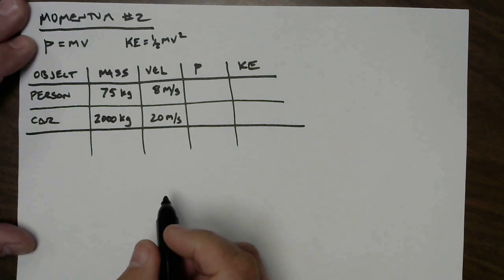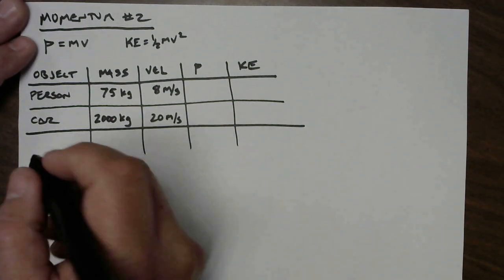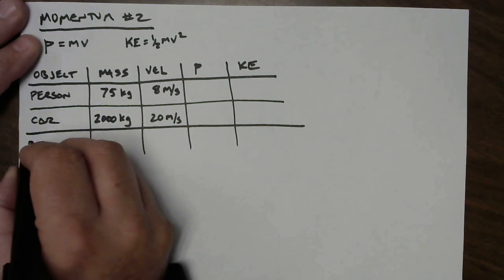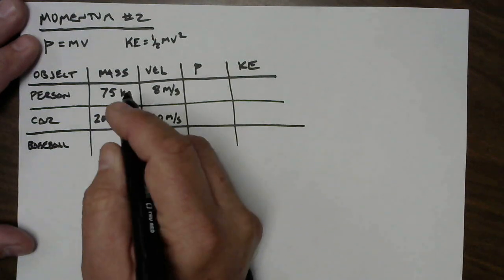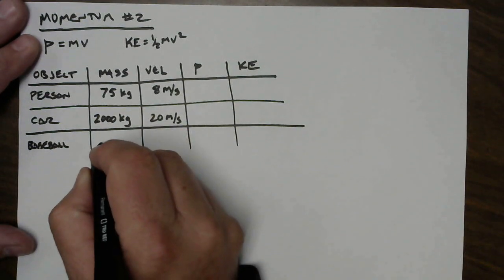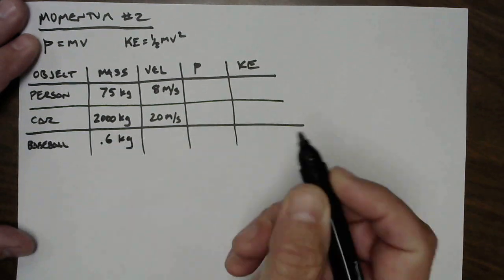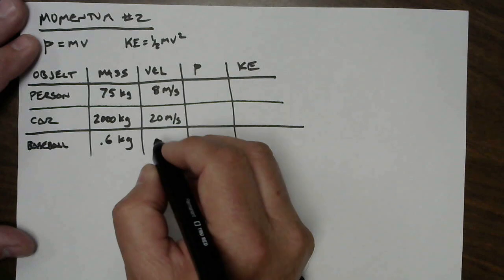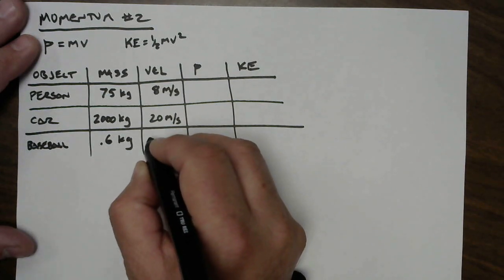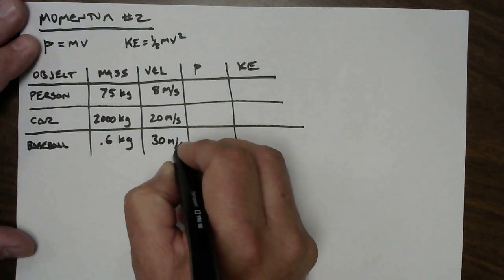And finally, let's do something a little heavier. No, let's do a baseball. Baseball is fast, but it's not very heavy. In fact, it's not even a full kilogram. I believe it's about 0.6 of a kilogram. But you can throw it faster than maybe a car can drive. Let's see, 65 miles an hour is 30 meters per second. So let's do that. Let's do 30 meters per second.